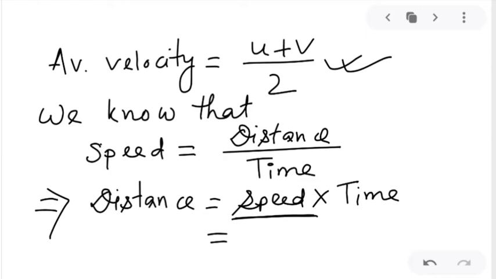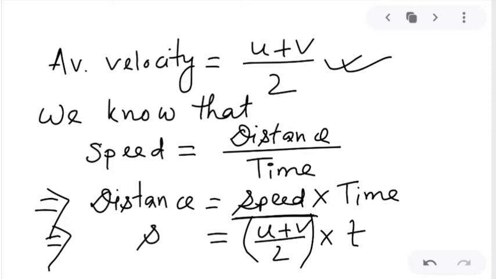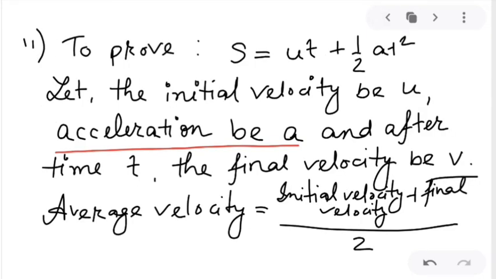So here we can write the equation. Speed means u plus v by 2 into t, and distance is represented by s, so we get the equation s equal to u plus v by 2 whole into t. Now see one thing: in the equation s equal to ut plus half at square, there is no v.